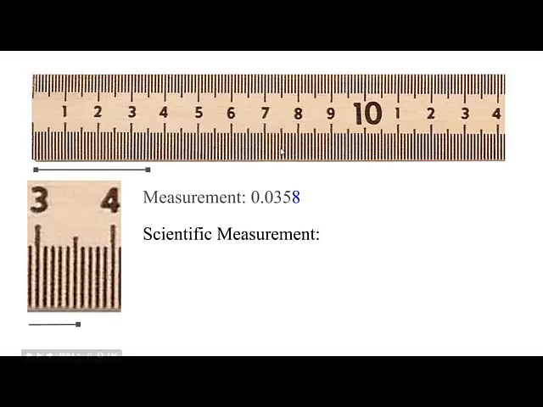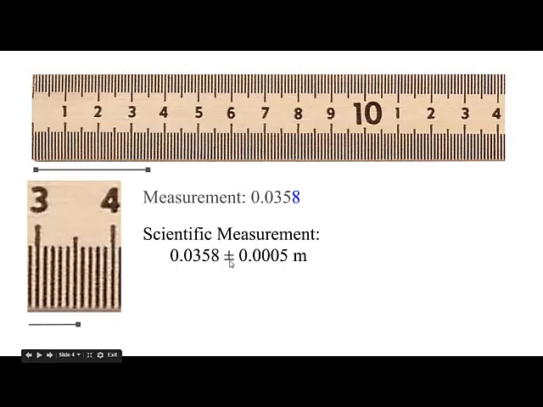Well, what does this look like when I actually write this number in scientific measurement? So first, I take this value, that is my measurement, that is how long the line is, but then I add the uncertainty to it. So I write 0.0358 plus or minus, this is the uncertainty part, 0.0005, and then the units, meters.